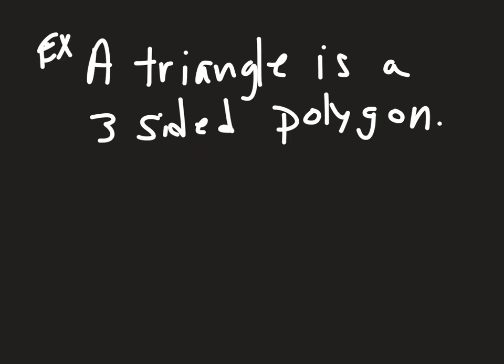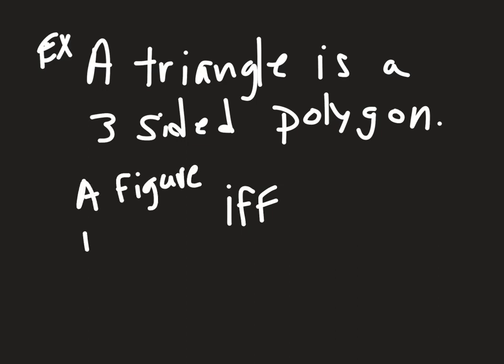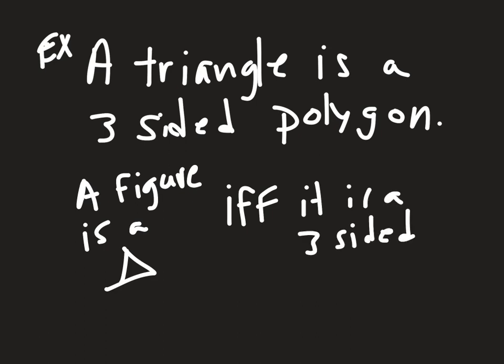So here we go. We're going to try and write this as a biconditional. So in the middle, we're going to have if and only if. So we're going to say a shape or a figure is a triangle, right? If and only if it is a 3-sided polygon. And then if I go backwards, it should work either way. So if I have a triangle, then it's a 3-sided polygon. If I have a 3-sided polygon, then it is a triangle. So that's true.